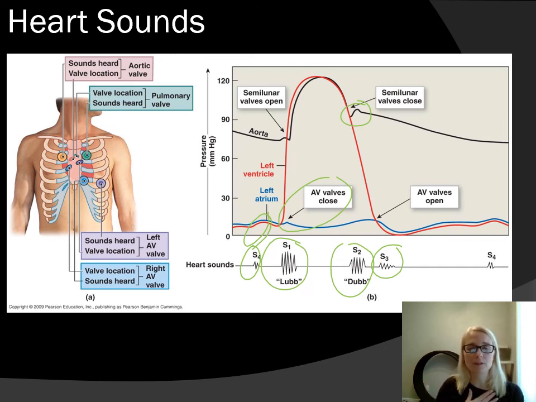Just think about what's happening. Closing of the AV valves, lub. Closing of the semilunar valves, dub. And I'll have posted some videos and animations of this process as well.